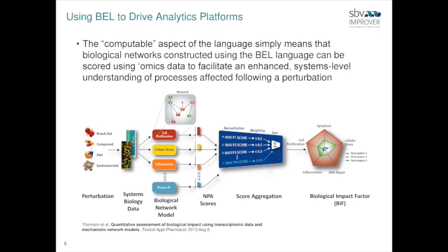Leading from this, we can use these biological networks that have been constructed using the BEL language. Essentially, we can overlay our microarray data onto the network, and then this can enable scoring using network perturbation amplitude scoring. Further from this, we can aggregate these scores and look at the biological impact factor of how these perturbations affect specific cellular processes. This gives just a very general example of perturbations leading to enhanced cellular stress pathways, for example, as they're represented in the networks.